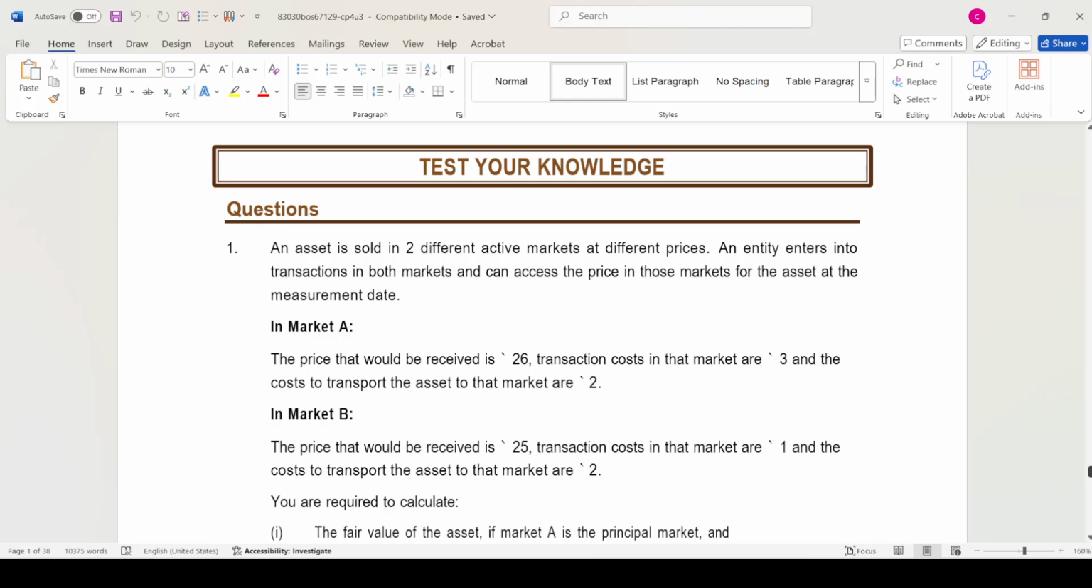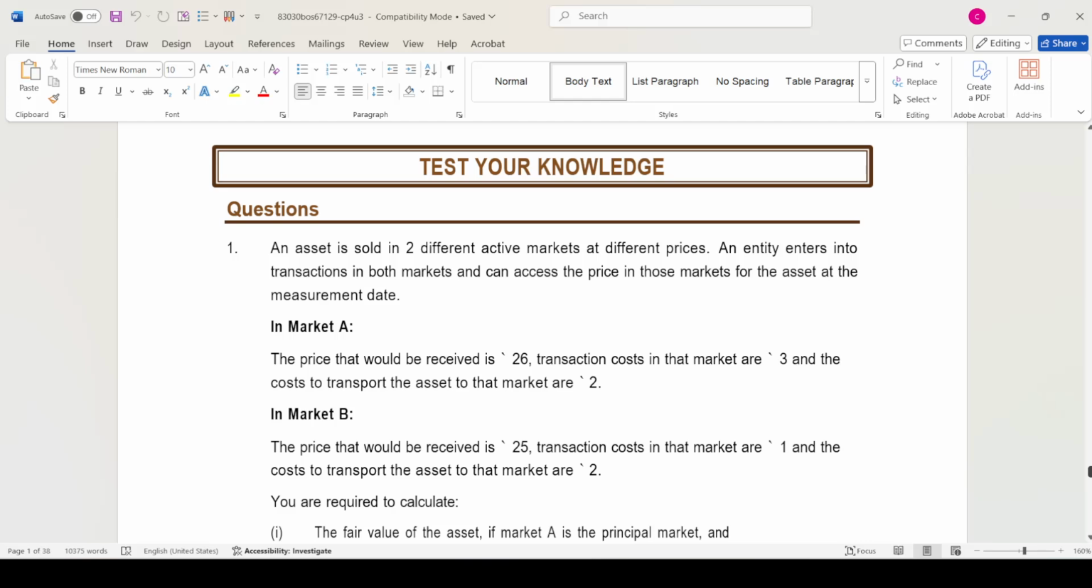So what the standard says is, if we have a principal market and a most advantageous market, we should calculate the value of an asset based on the price quoted in the principal market, right? So what is the price quoted in the principal market? 26. How will we get fair value? Price quoted in the principal market minus transportation cost. Since transportation cost we should deduct for calculating the fair value, transaction cost we should not consider.